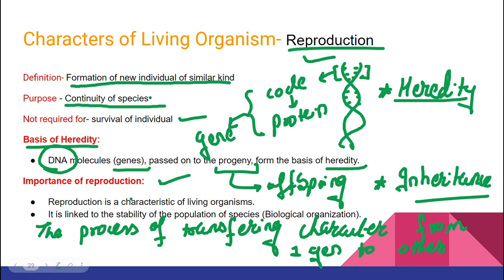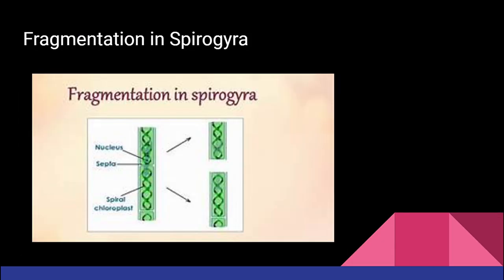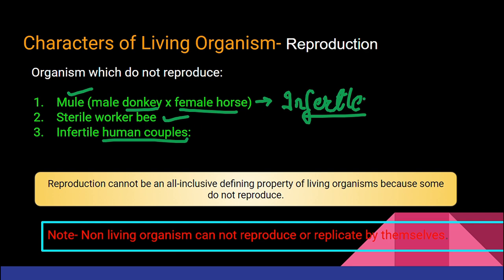What is the importance of reproduction? Reproduction is a characteristic feature. Now why is it not a defining feature class? Because you have mule, which is the cross between male donkey and the female horse. It is infertile. That means they won't be able to give fertile baby, right? Sterile worker bee, these are also infertile, and infertile human couple. So we have exceptions, right? Reproduction happens in each and every living organism, but we do have exceptions. These don't go with the reproduction process. So that's why it is a characteristic feature, not the defining feature, right?